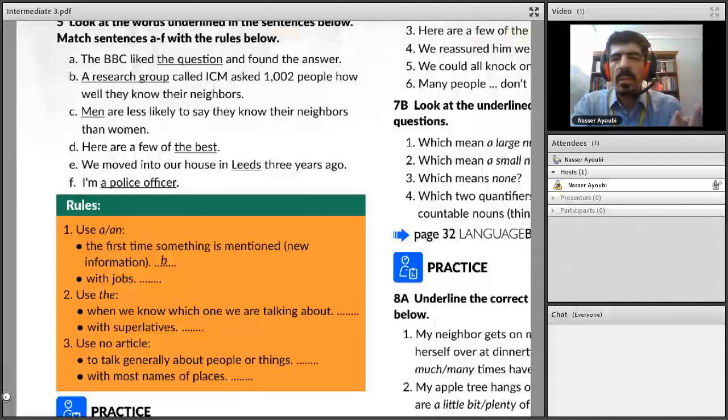Names of people, names of cities, names of countries. There are some exceptional names of countries before which we use the. They are specific. For example, the United States, the United Kingdom, they are a collection of states and some countries. The Netherlands, the Philippines, they are a collection of islands.